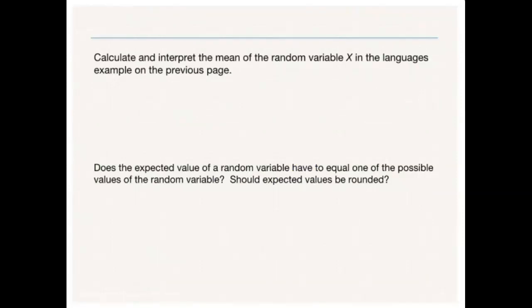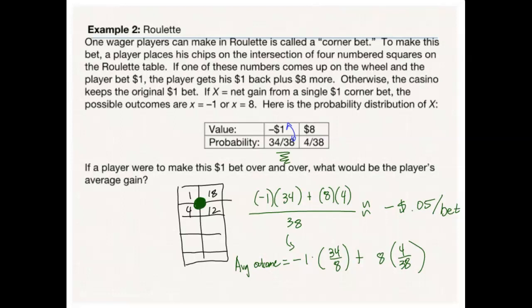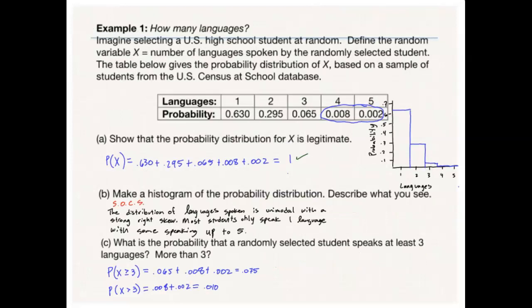All right, so it says calculate and interpret the mean of the random variable x in the languages example on the previous page. So let's do that. I'll just do mu of x equals... All right, so all we're going to do is take each outcome, multiply it by its corresponding probability, and then add them up.